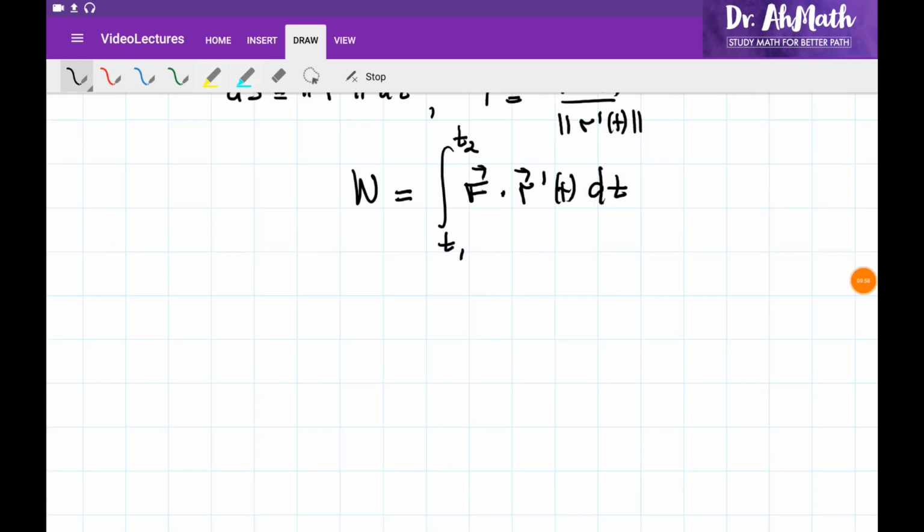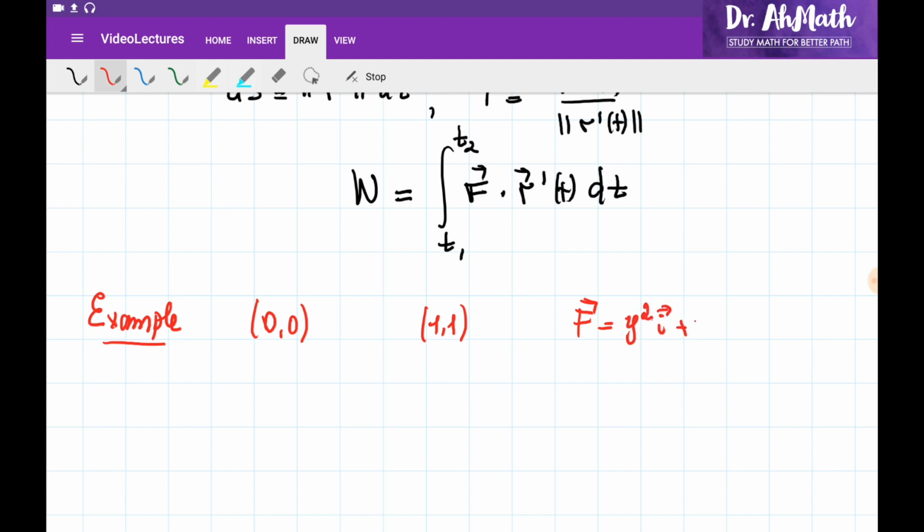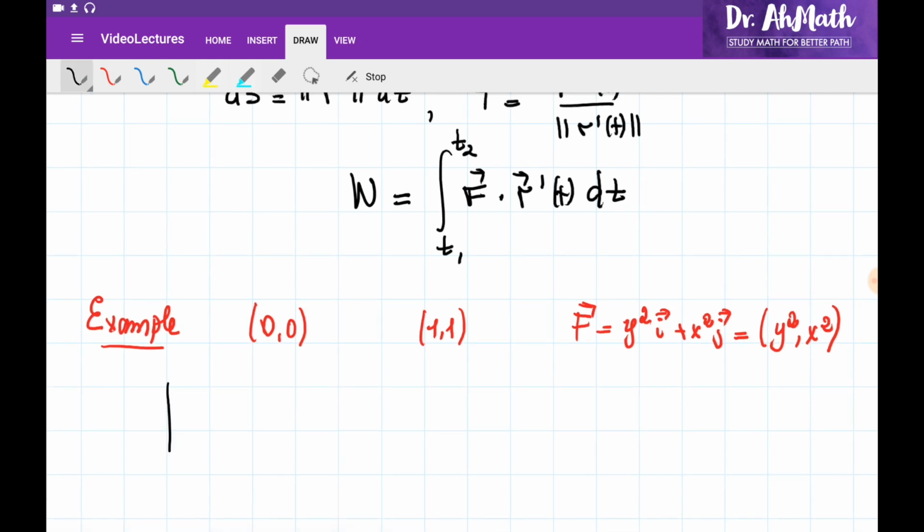Let's consider an example of calculating the line integral in the vector fields. We would like to move the object from 0,0 to 1,1 in the vector field which is given as y squared multiplied by i plus x squared multiplied by j. So we could write this as a tuple, y squared and x squared, in this way. Let's draw this. What we would like to do is move the object from the point 0,0 to the point 1,1 in this vector field.